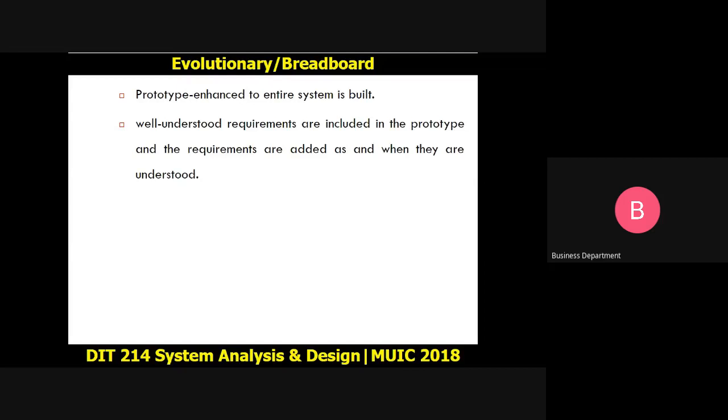So the well-understood requirements shall be included in the prototype, and requirements are added only when they are understood. It's a matter of the user and the designer first agreeing that we need to have these requirements within the system. Once that has been agreed upon, you can keep on fine-tuning the system. But we are not discarding the prototype. We are taking that prototype that has been accepted, and we make it become our final system.